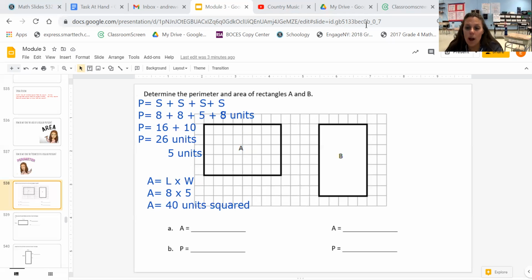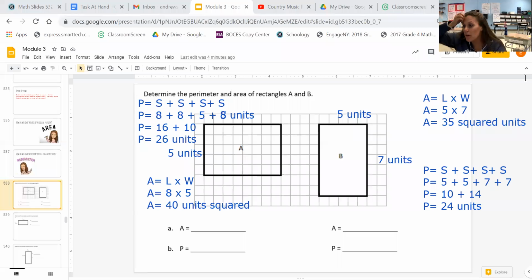What I want you to do is pause your video and try B. Remember, they didn't give you any of the lengths or the widths, so you'll have to take a minute to find those out.